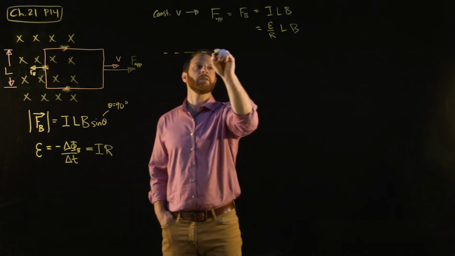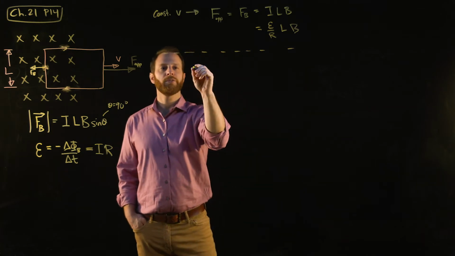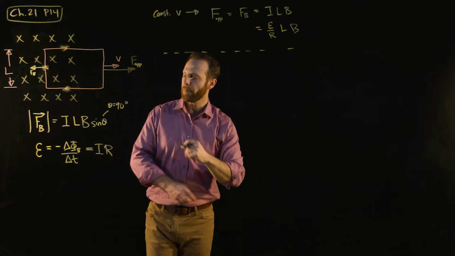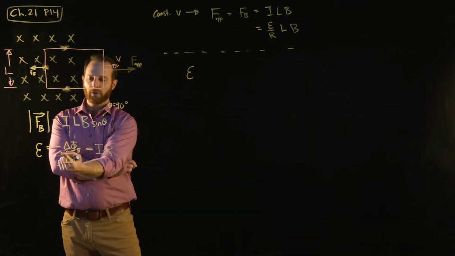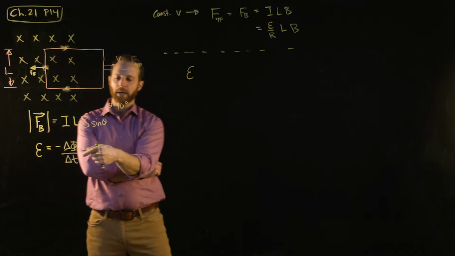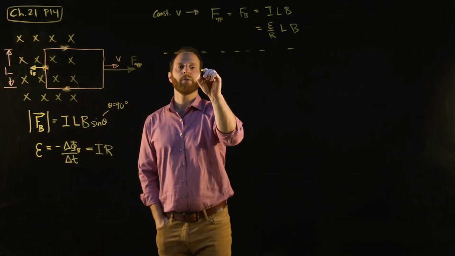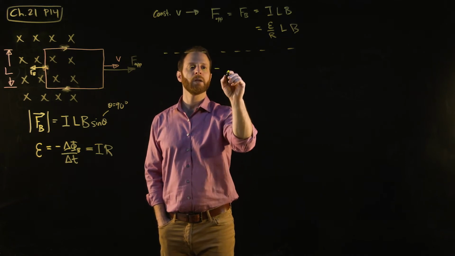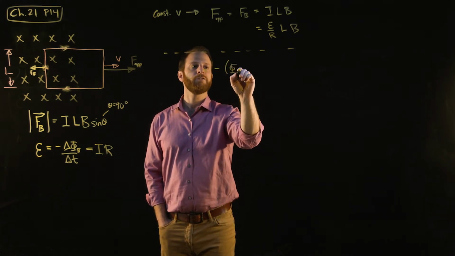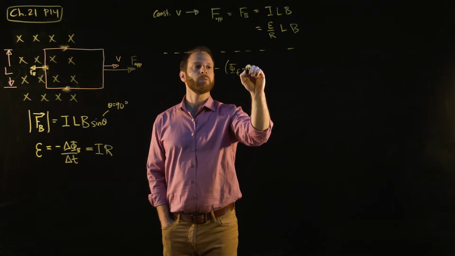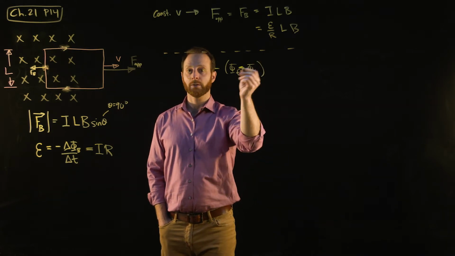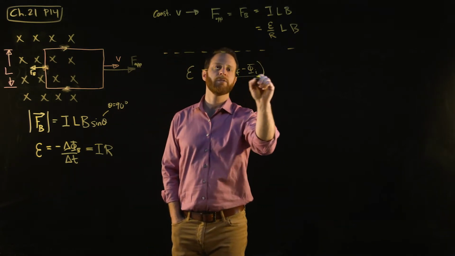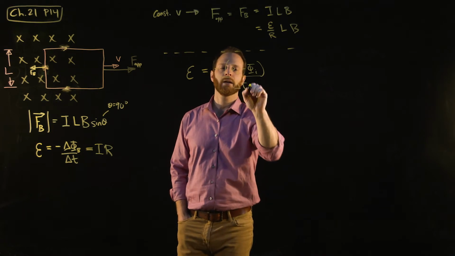So we'll come back to this in a moment. How do we actually figure out what the EMF is? The EMF involves the change in flux divided by the change in time with a minus sign there. So I'm going to write it like this: minus, and then whatever the final flux is, subtract the initial flux. These are magnetic flux is what we're talking about, and divide by the change in time.